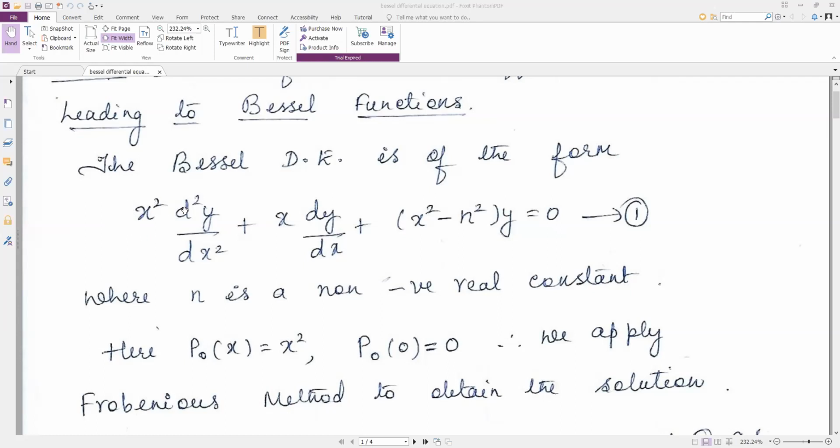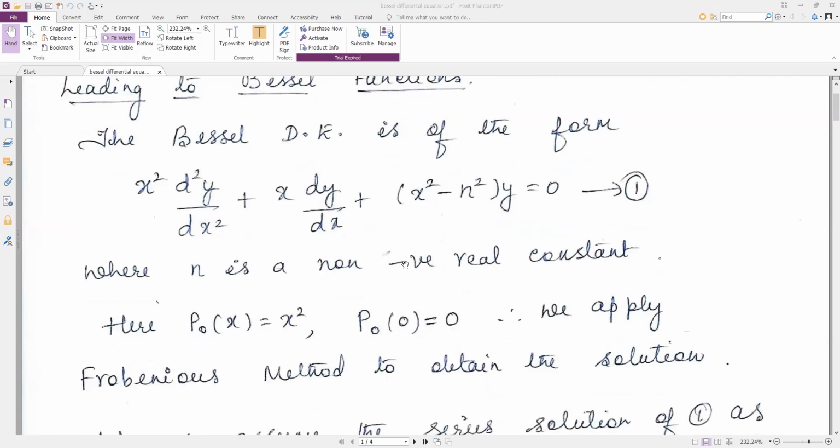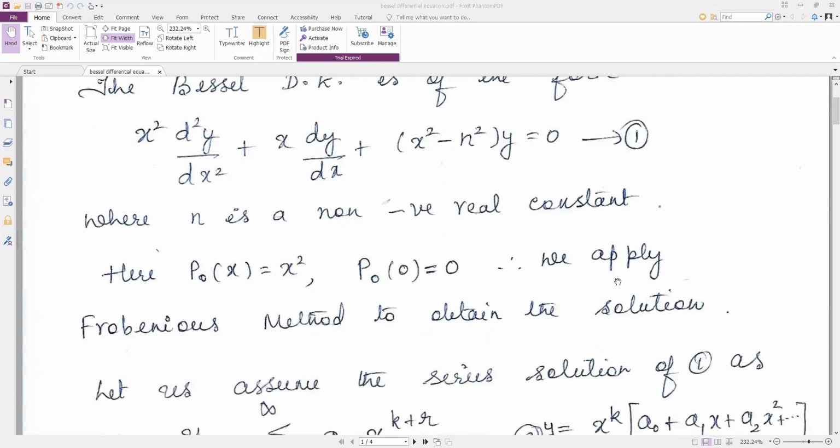So in the Bessel differential equation we will be having x square, and in Legendre we had minus 2x, but here it is x. Okay, x square, x. Then in the Legendre differential equation we had n into n plus 1, but here you will be having x square minus n square. So remember the coefficients. That will be helpful to remember which is the Bessel and which is the Legendre differential equation. So this is the Bessel differential equation where n is a non-negative real constant.